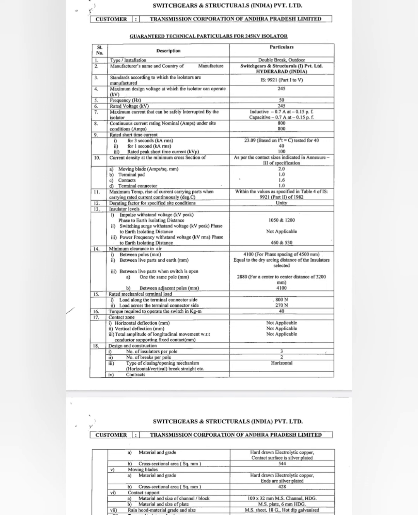So next is your 245, which means 220 kV isolators. In here also we have two kinds of civil structures. One is with earth switch, another one is without earth switch. Just go through the specifications.